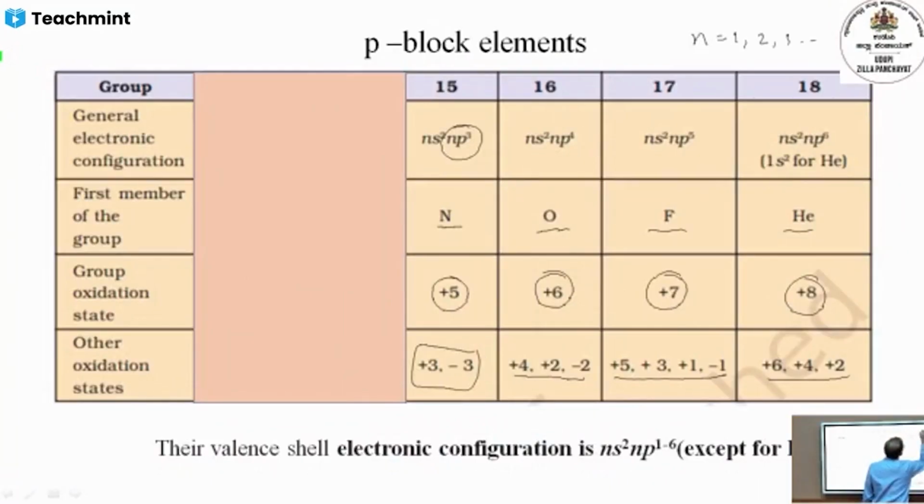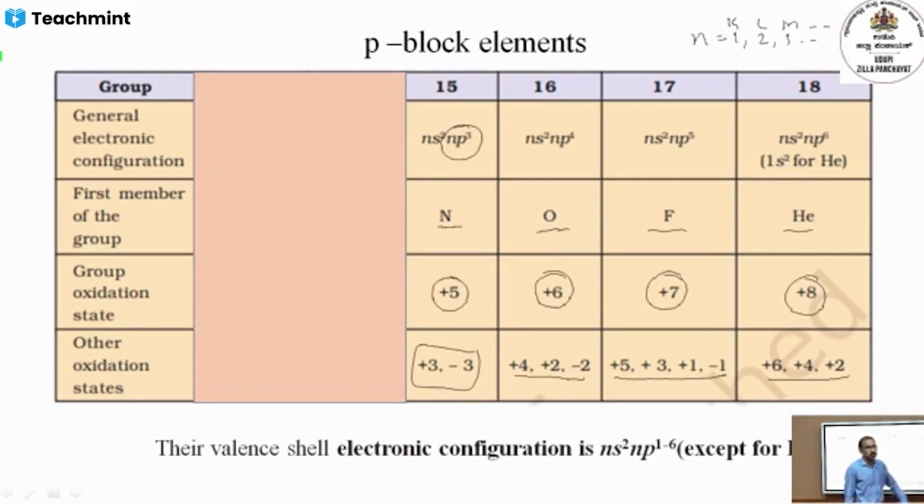n is equal to 1 represents K shell, n is equal to 2 represents L shell, n is equal to 3 represents M shell, and so on. So when we say that they are in the second period, the main energy level of the last electron is 2, n value is 2.